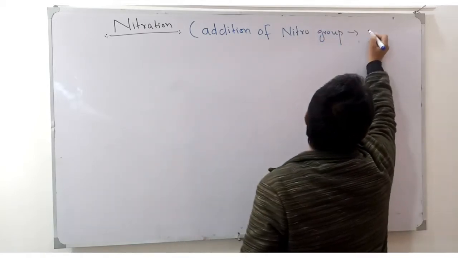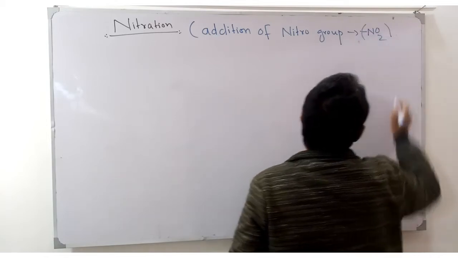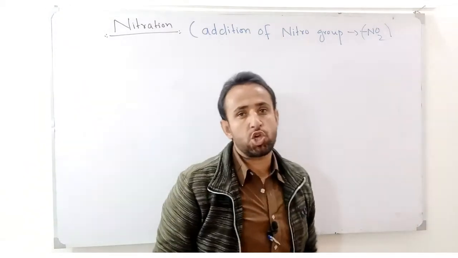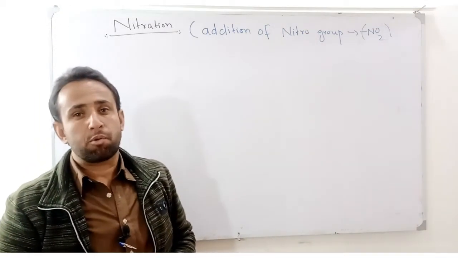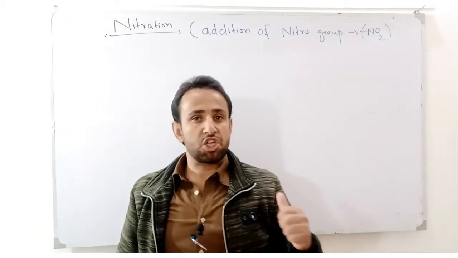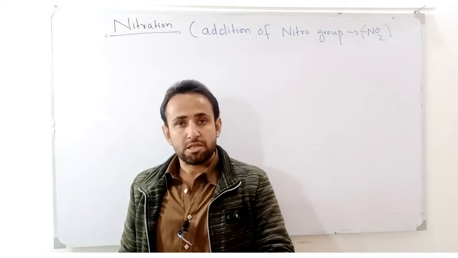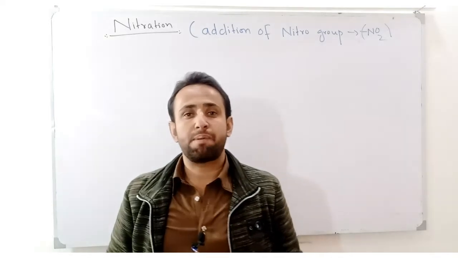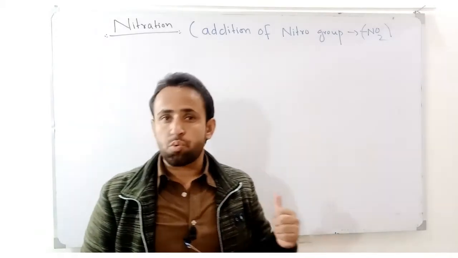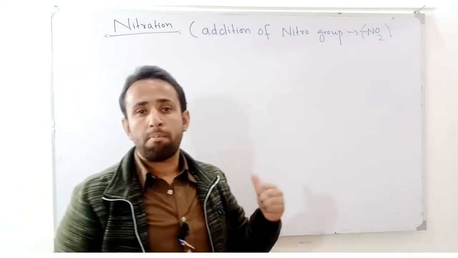Nitro group means NO2. This is nitro group. Today basically we add this nitro group into the benzene molecule. So according to the procedure of my old lectures, first I will write the definition of these reactions. After that I will write reactions, and in the last I will explain the detailed mechanism of this reaction. So we will start from the very basic, that is the definition of nitration.